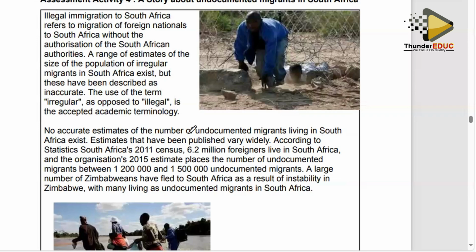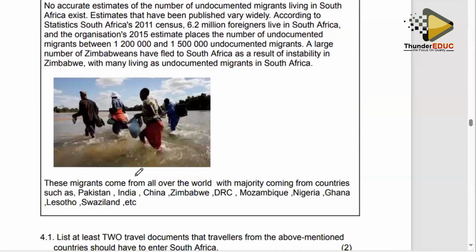According to statistics, South Africa's 2011 census, 6.2 million foreigners live in South Africa. And the organization's 2015 estimate places the number of undocumented migrants between 1.2 million and 1.5 million. A large number of Zimbabweans have fled to South Africa as a result of instability in Zimbabwe, with many living as undocumented migrants in South Africa. These immigrants come from all over the world, the majority coming from countries such as Pakistan, India, China, Zimbabwe, DRC, Mozambique, Nigeria, Ghana, Lesotho, and Swaziland, etc.